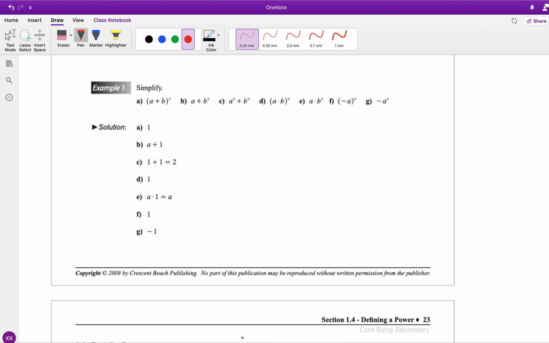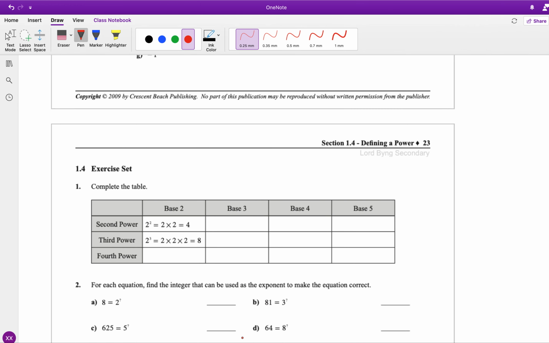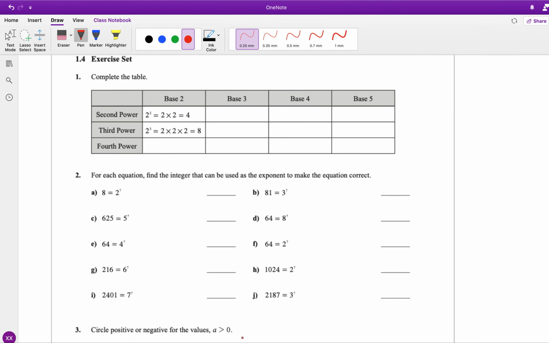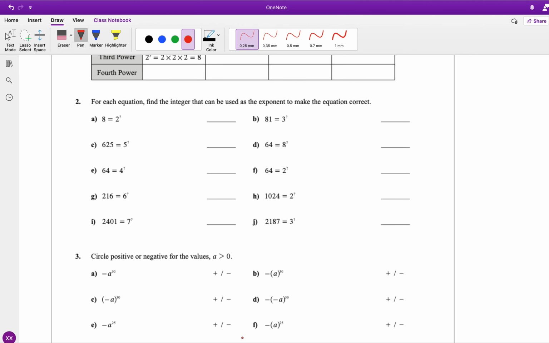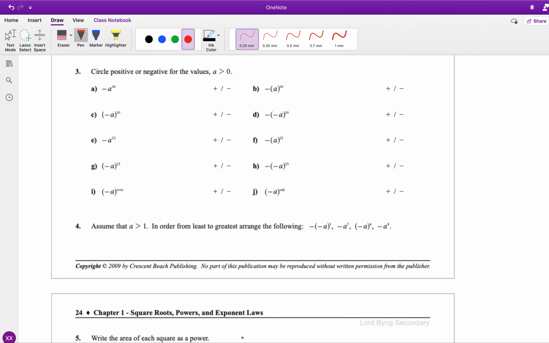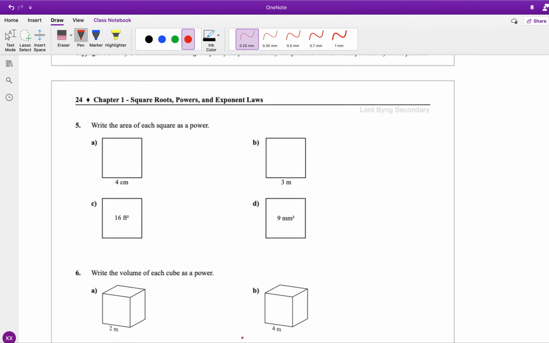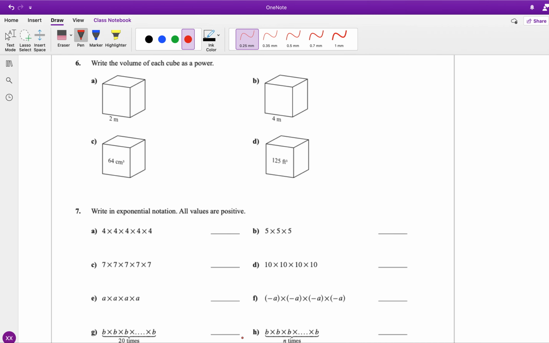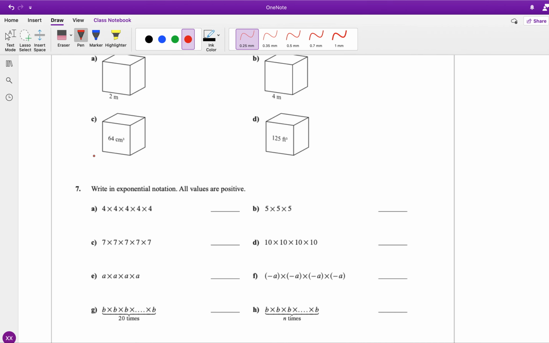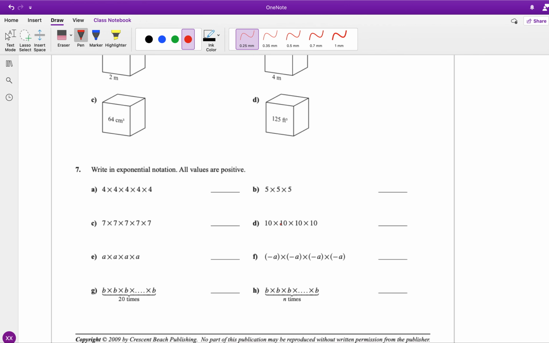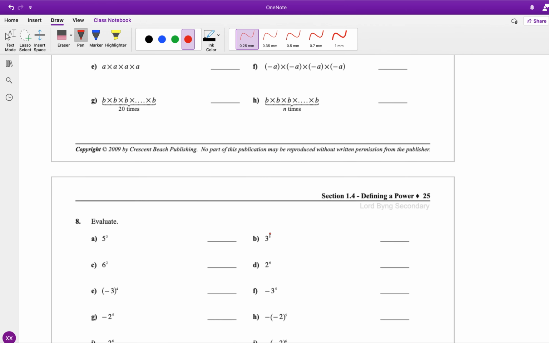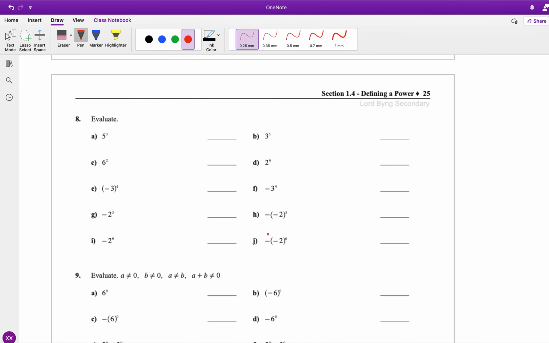Now, these examples are really straightforward, simple enough. So now take a look at the exercise set. Now, these questions are really not interesting. This is all not interesting. This is writing in exponential notation, not interesting. But most of you should just quickly go through it to see what's going on. Okay, now evaluate. Now pay attention.